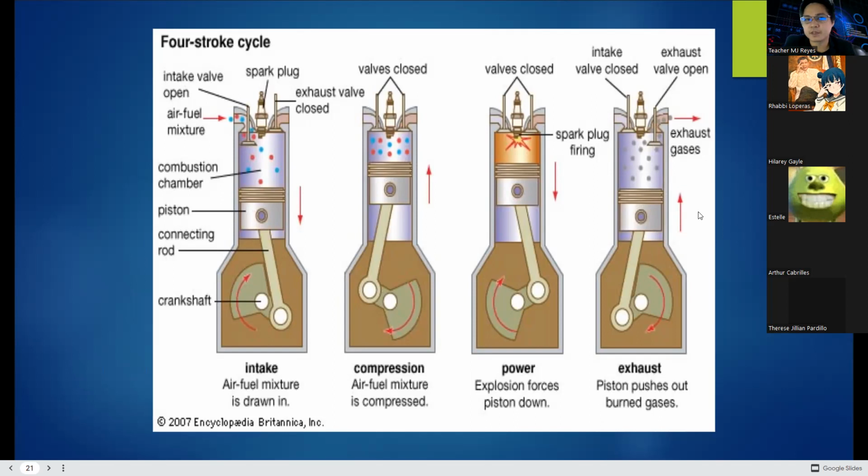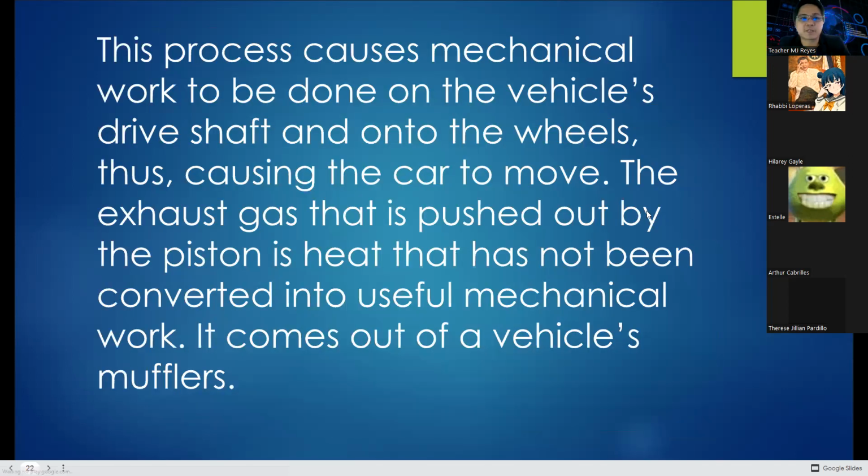your cars. This process causes mechanical work to be done on the vehicle's drive shaft and onto the wheels, thus causing the car to move. The exhaust gas that is pushed out by the piston is heat that has not been converted into use for mechanical work. It comes out the vehicle's muffler. So this is now your what? Exhaust manifold, or your what? The air that comes out in your muffler, or tambucho. Okay.